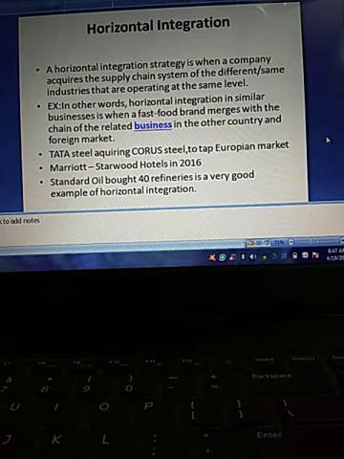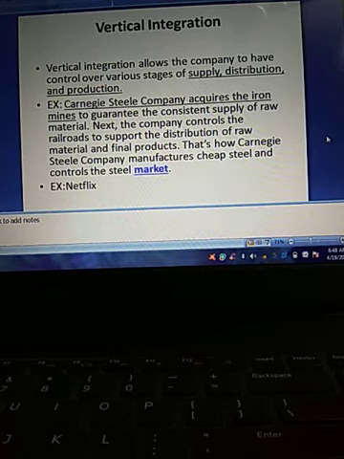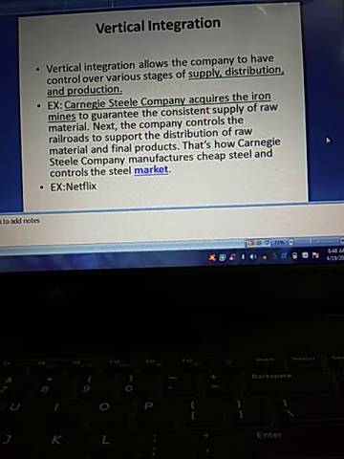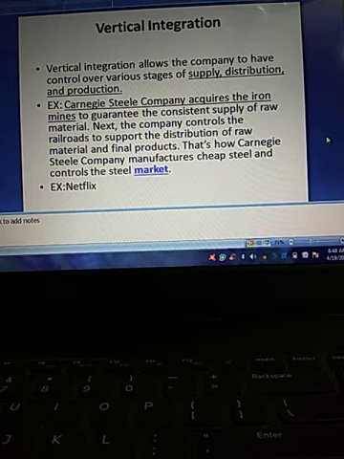Same as Standard Oil buying 40 refineries is a very good example of one more horizontal integration. Side by side clubbing of two business units, most of the times which are at the same level of doing business, is called horizontal integration. The next one is vertical integration. Vertical integration allows the company to have control over various stages: supply, distribution, and production.